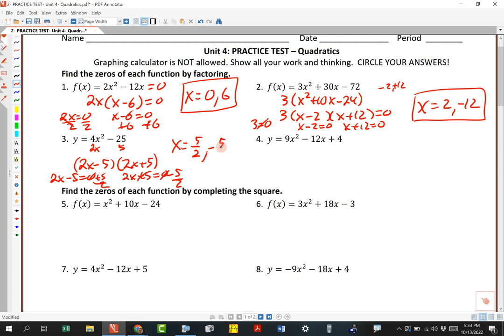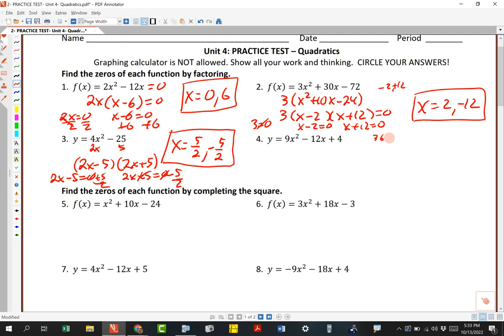So I end up with a 5 halves and a negative 5 halves for the two answers on this one. All right, and then we'll take a look at this last one right here. Let's see what we've got. We've got 3 terms. This is a hard trinomial. I could multiply the two of these together and get 36 and then do it by trinomial grouping.